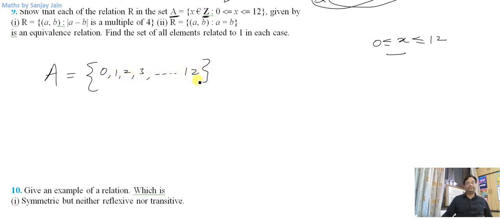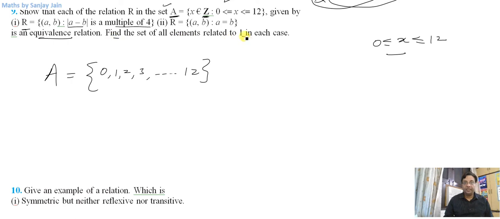This is set A. And what I need to show is that the relation R, which is defined in this set A, where a minus b is a multiple of 4, is an equivalence relation. So we need to check whether it is an equivalence relation, and we need to show that it is an equivalence relation.